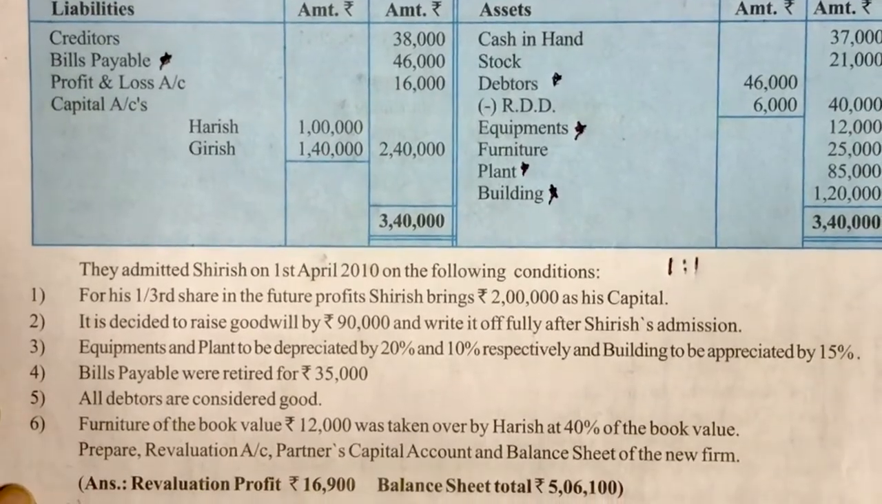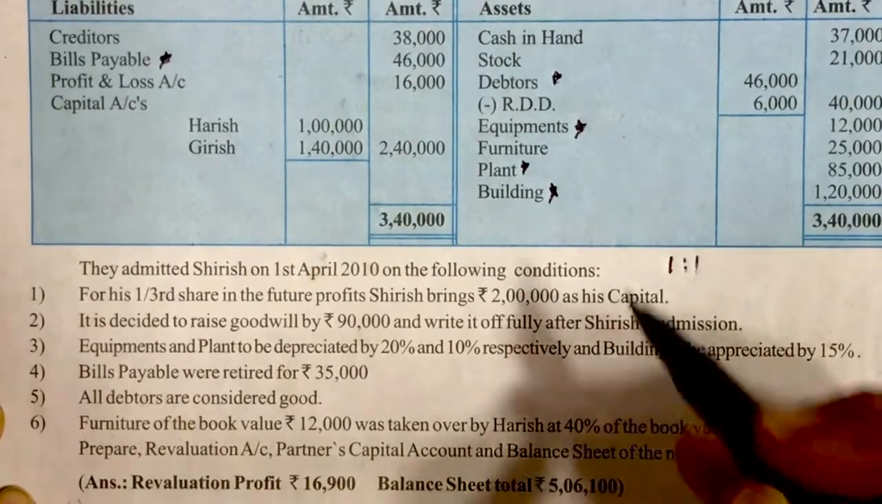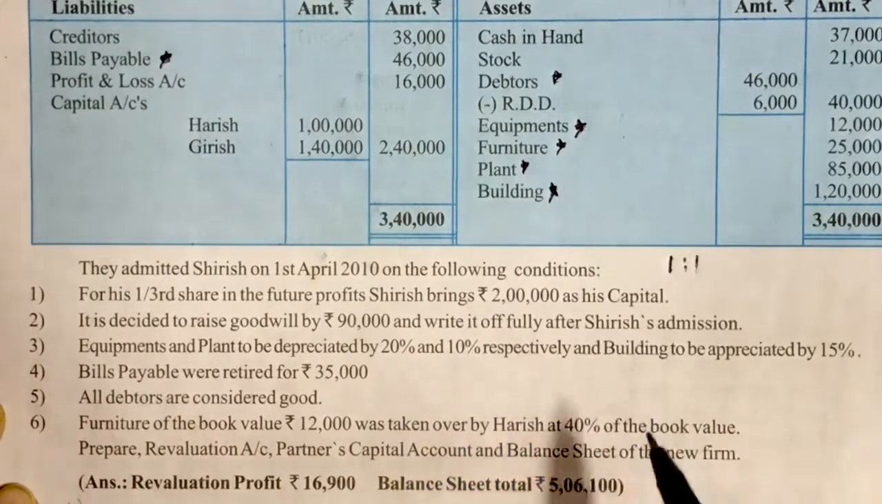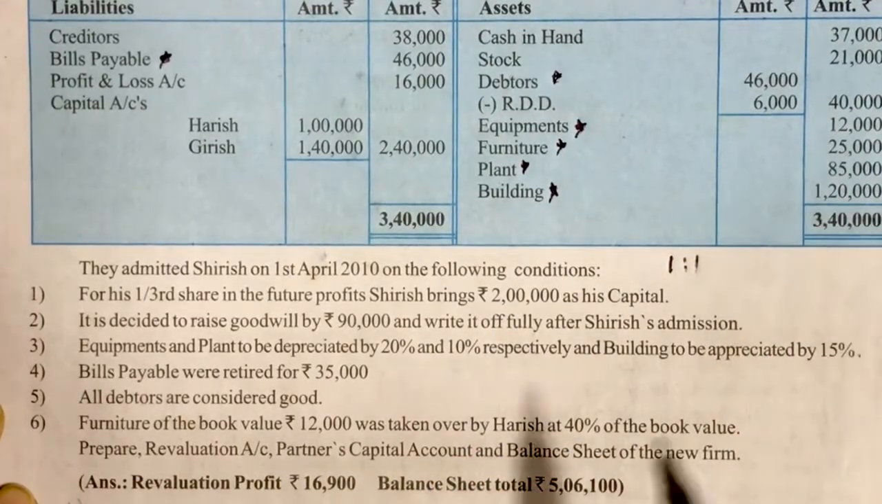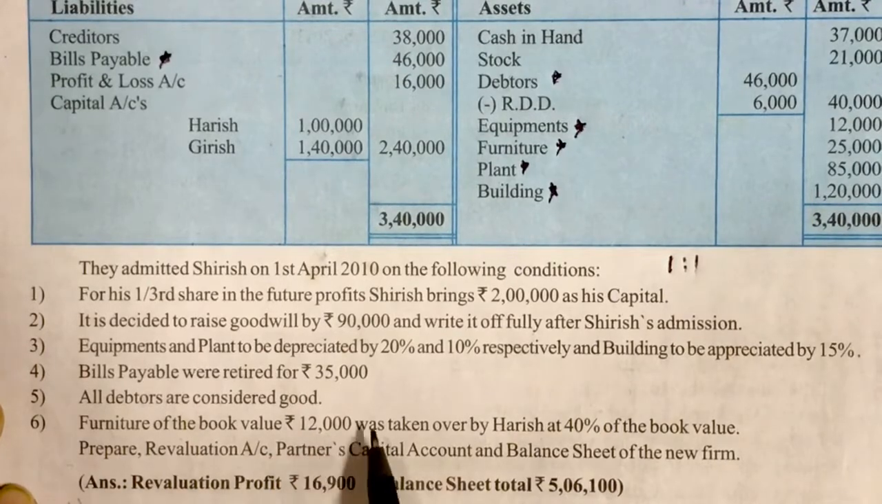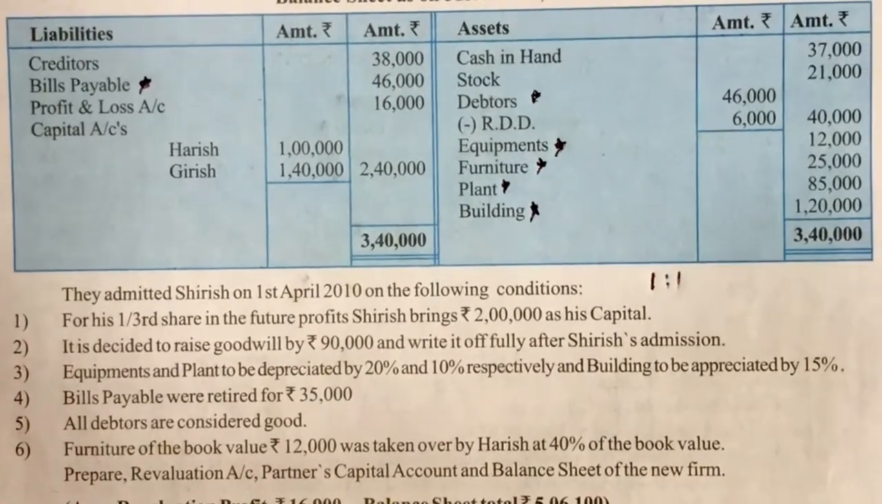Furniture of book value 12,000 was taken over by Harish at 40% of book value. Mark your furniture account. The value of furniture is 25,000. Harish is taking over furniture of book value 12,000 at 40% of book value. We'll see that when we come to the adjustments. So you are required to prepare revaluation account, partners capital account and balance sheet of the new firm. So let us first draw the accounts.